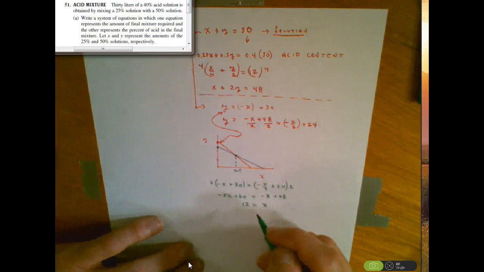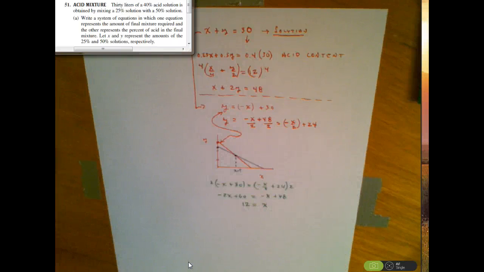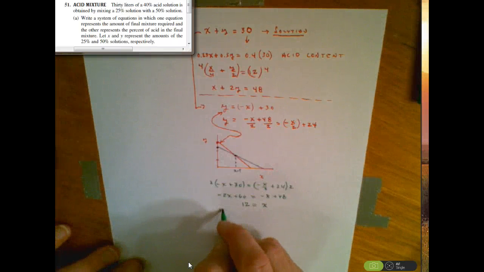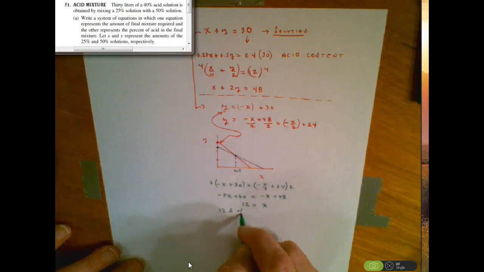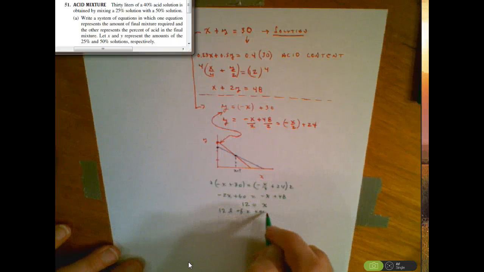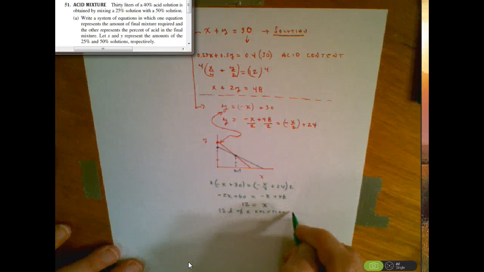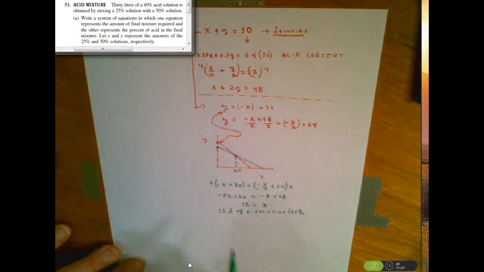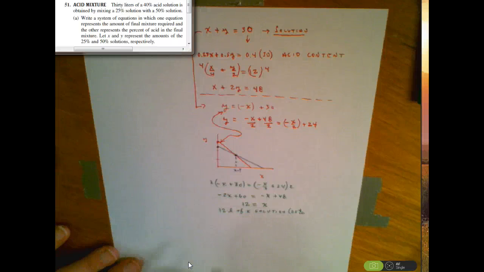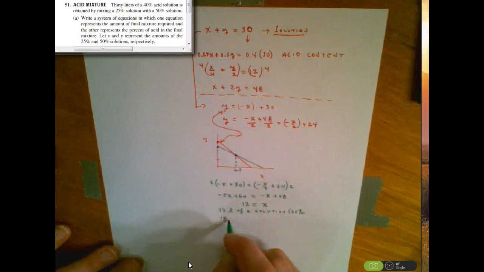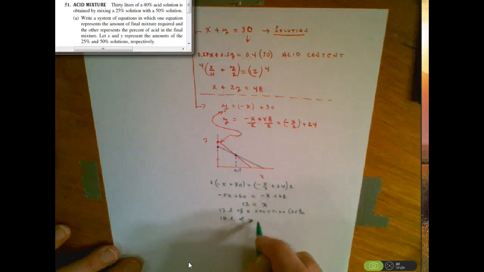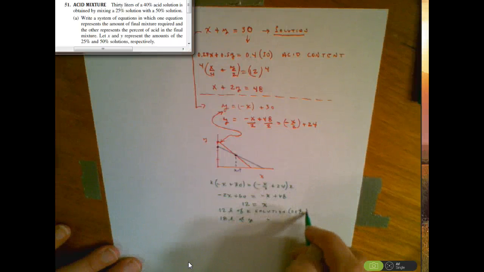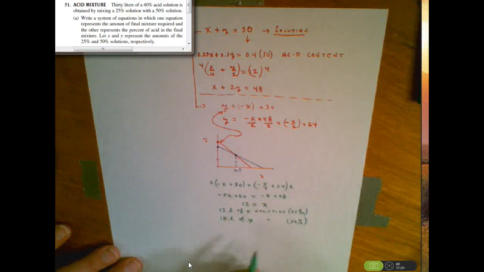And what this is saying is that I need 12 liters of my x solution, which is the 25% solution. And then since I know that x plus y is equal to 30, I will know that I need to get 18 liters of y solution, which is the 50% solution. Okay, so that takes care of that.